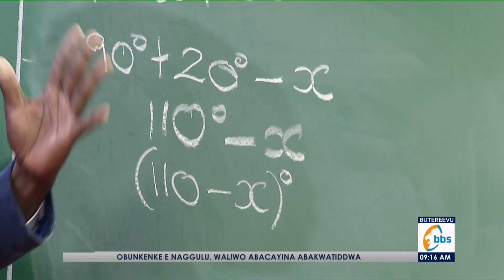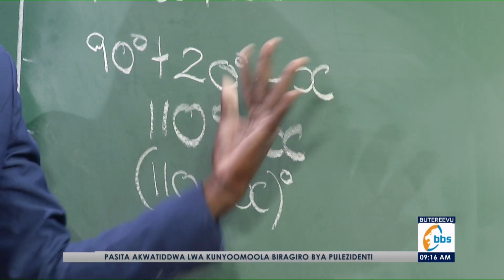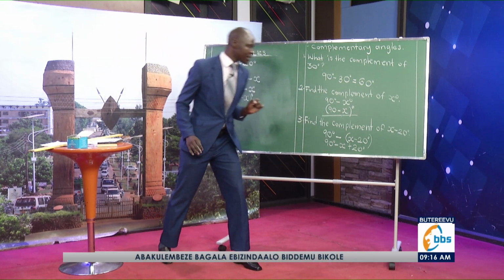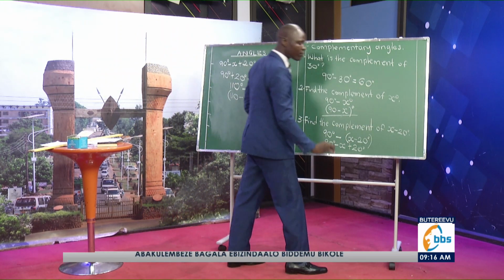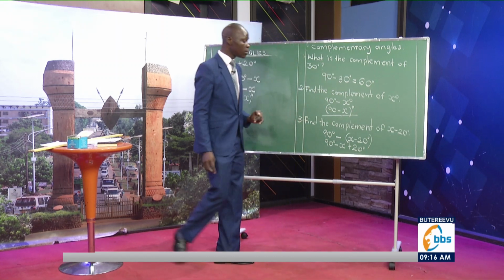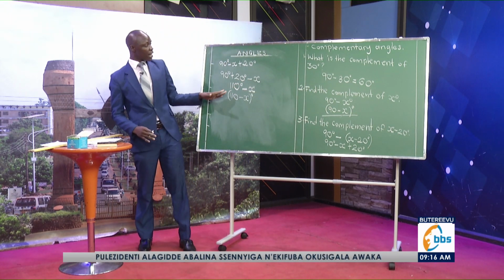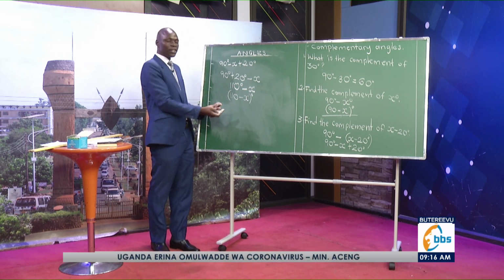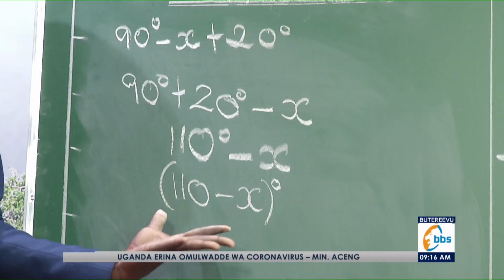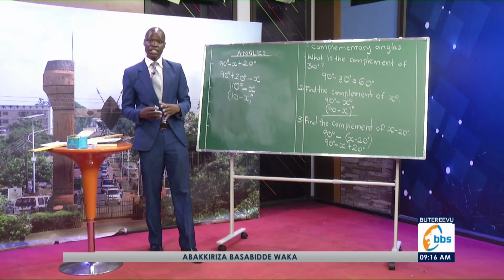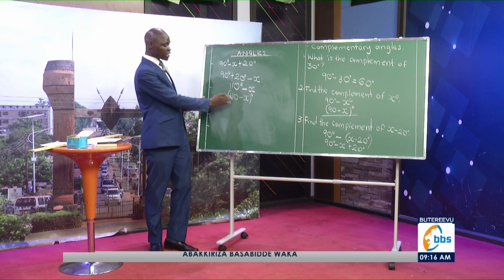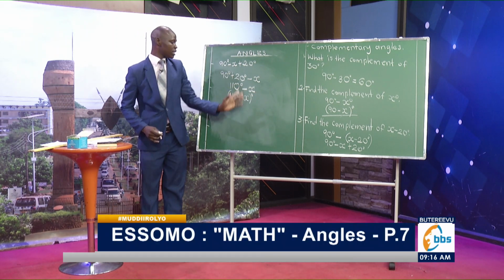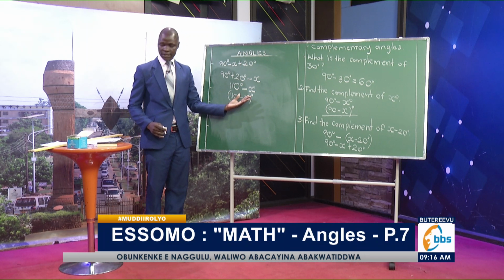In most cases, we don't put the units on the unknown. But at this point, according to the way the question was set, the x didn't have the degrees, and therefore we can either end here or summarize like that, because everything is in degrees here. It is an angle. Angles are measured in degrees. So we can summarize our question by saying, the complement of x minus 20 degrees is 110 minus x degrees.